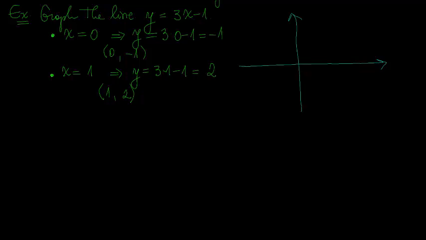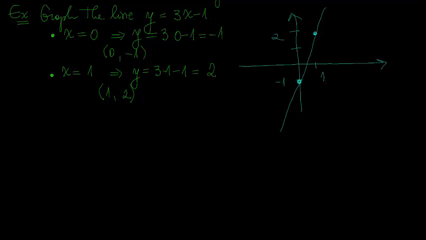So let's draw a Cartesian plane and plot the points. If x is 0, y is negative 1, so my first point is right here on the y-axis. And my second point, if x is 1, y is 2, so we have this to be our second point. Now all I have to do is draw a straight line through those 2 points, and that happens to be the graph of my line.